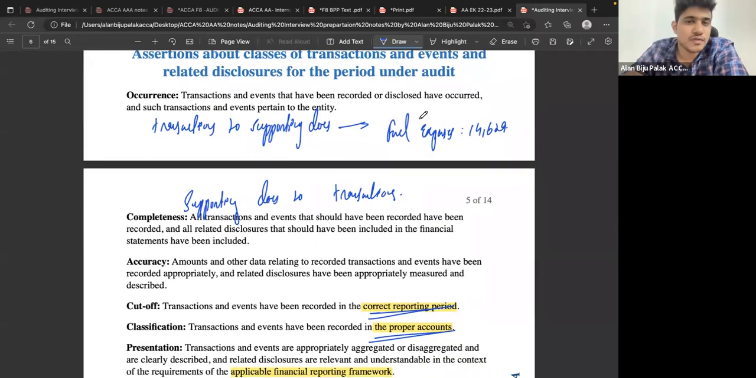So this is how you will be considering while performing substantives on what has to be proved. So whenever you perform a substantive, you need to confirm whether each of the assertions is being properly treated.